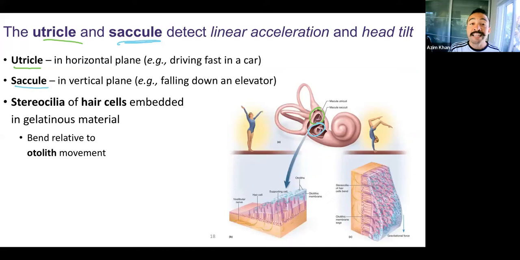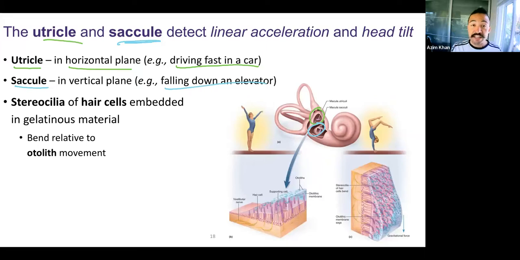Both of these are for linear acceleration, not rotational, but linear. So if you're driving in a car and you go from 0 to 100 real quick, that would be in the horizontal plane, activating hair cells in the utricle. For the saccule, it's in the vertical plane. For instance, if you detect falling down in an elevator, you get that sudden drop and that weightless feeling, that's detected by hair cells in the saccule.